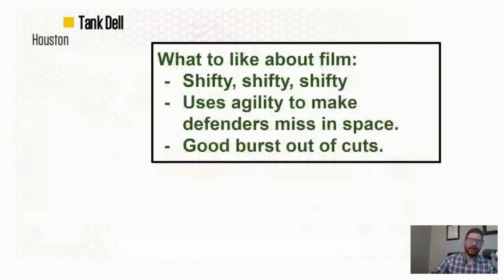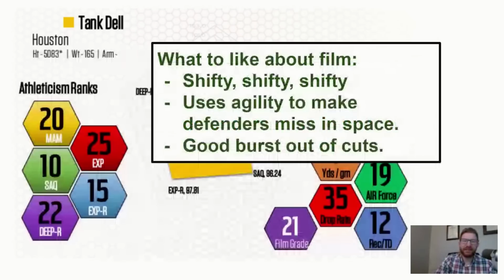Watching Tank Dell's tape, what to like about him? He's so shifty. I mean, very shifty. Good burst out of cuts, can make players miss in space, really good agility. And I would say that the grades that were given on his athletic matrix may be a little bit deceiving because of his tape. And I'm not speaking about his tape about running routes. I'm talking about his tape once he gets the ball in his hands. But it also could have been because he was playing against lesser competition. I mean, let's be honest, he was playing at Houston, and not a very good conference for college football. So the competition wasn't there.